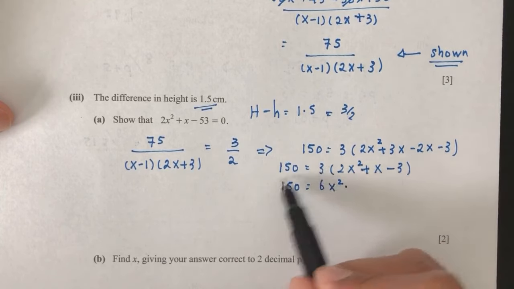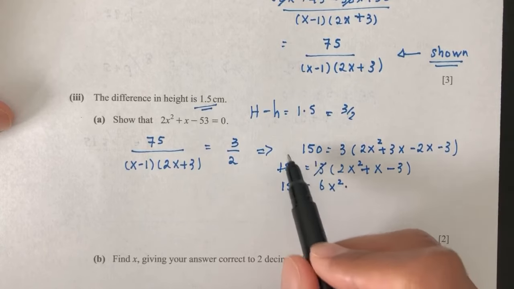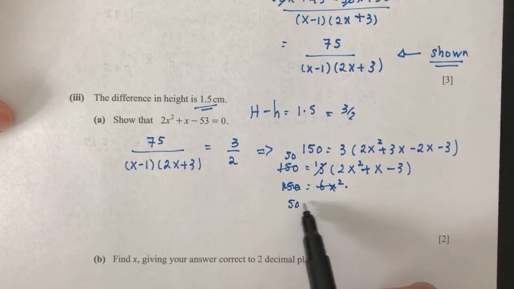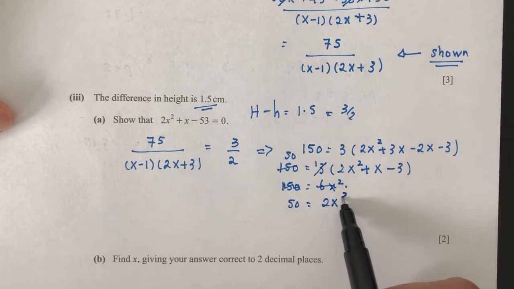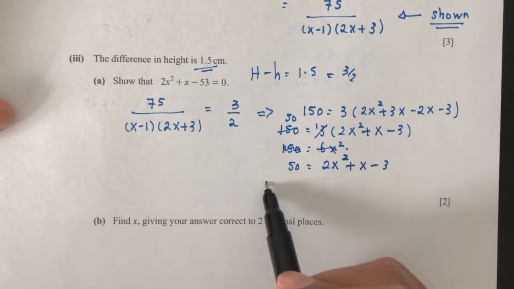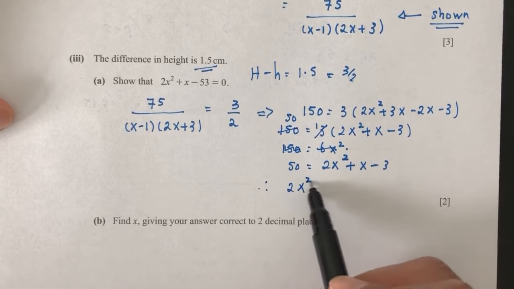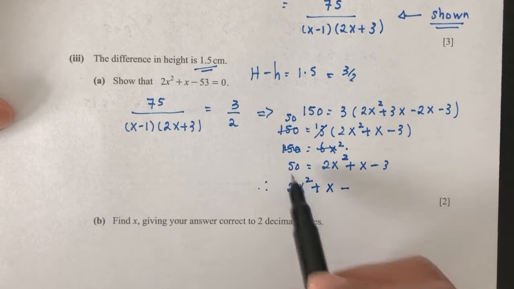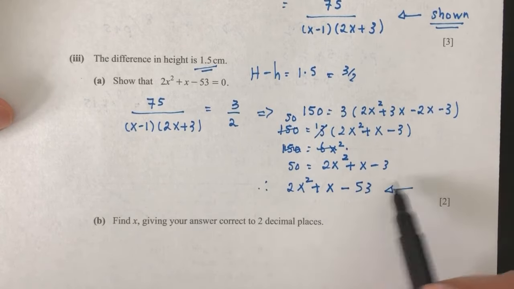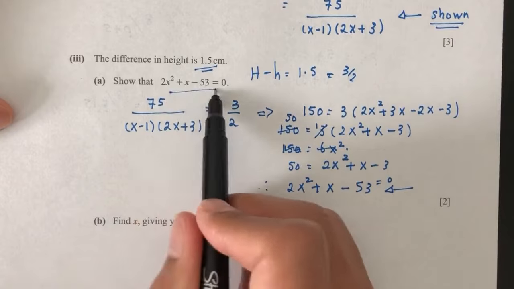So we can just actually simplify here. 3 goes away. We have 50 remaining. So 50 is equal to 2x squared plus x minus 3. So 2x squared plus x minus, you bring this over here, becomes 53. So this will be your answer as required.